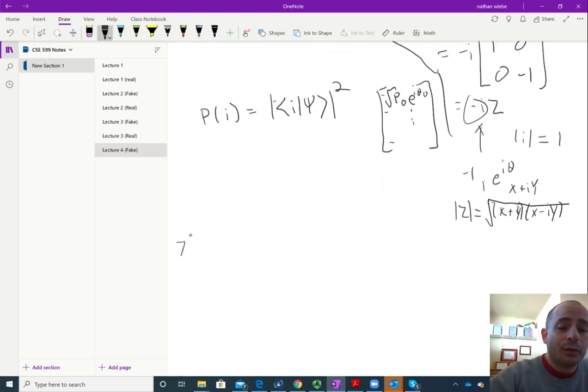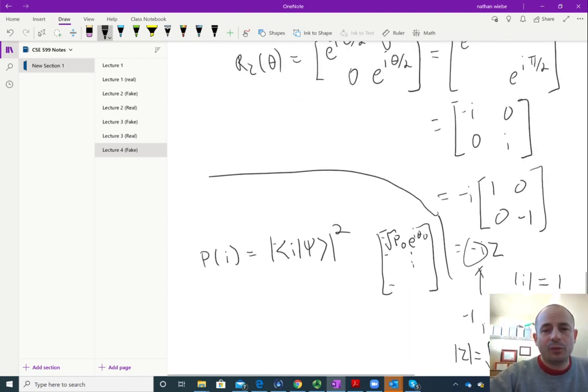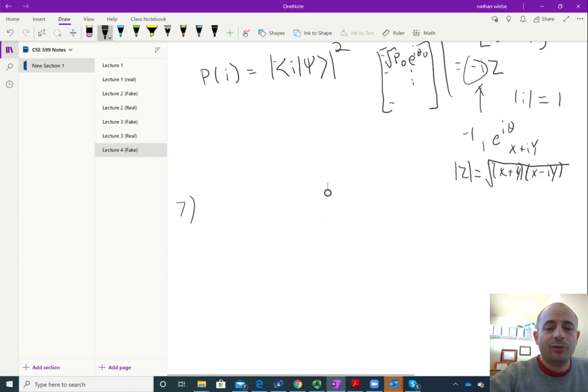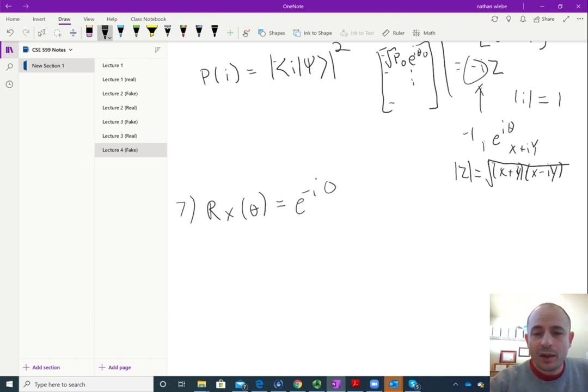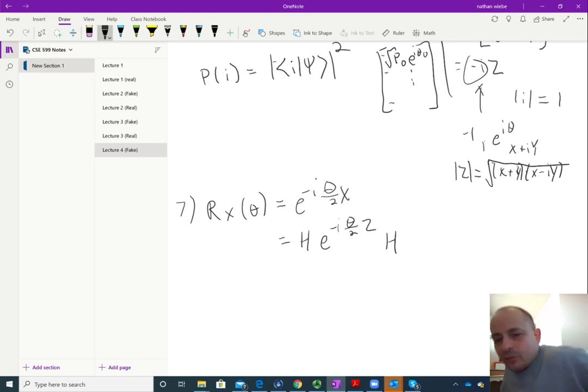Also, I should mention another thing: if we want to rotate a quantum bit through some arbitrary angle and change the amplitudes, we can do that by implementing this rotation Rx of theta, which is equal to e to the negative i theta over 2 Pauli X. And this is equal to Hadamard, e to the minus i theta over 2 Z, Hadamard. Okay, well, let's prove that.